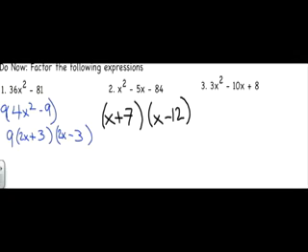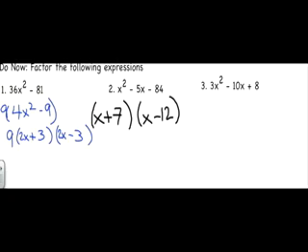Multiply the two numbers to equal the last one. So what that means is positive 7 times -12 is going to give you -84. Okay? So there's no GCF.